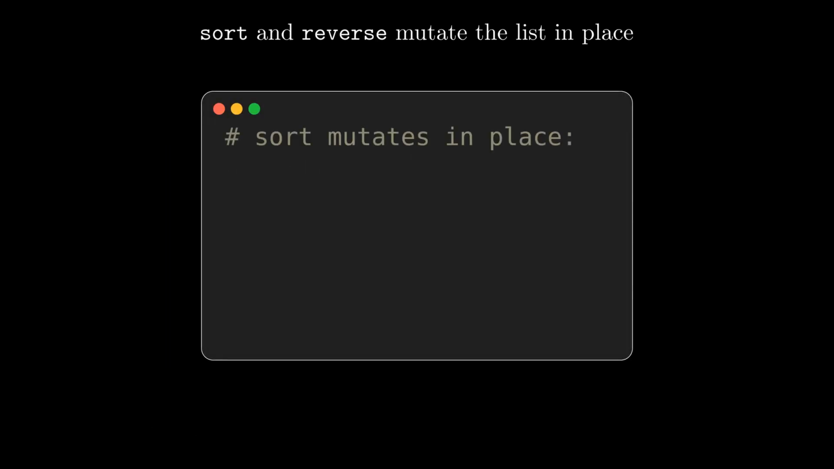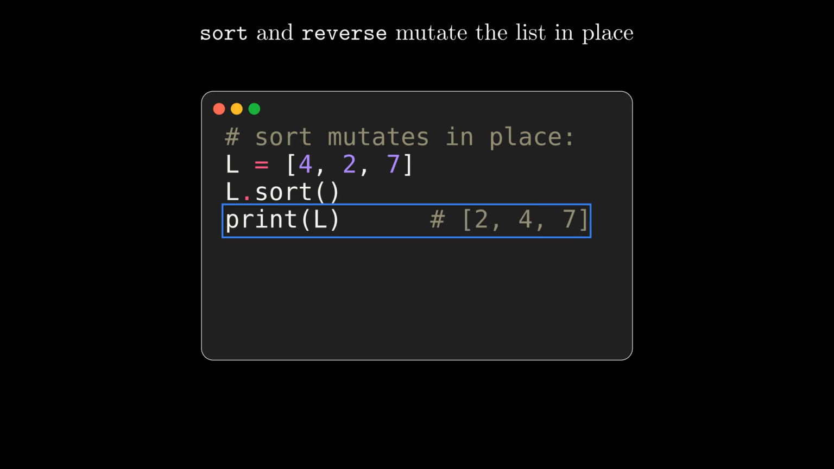Start with the list L holding 4, 2, 7. Call L.sort(), then print L on the very next line. The list has changed. In memory, it is now 2, 4, 7 in increasing order. Sort did not hand you a copy, and it did not keep your original order. It rearranged that exact list in place.